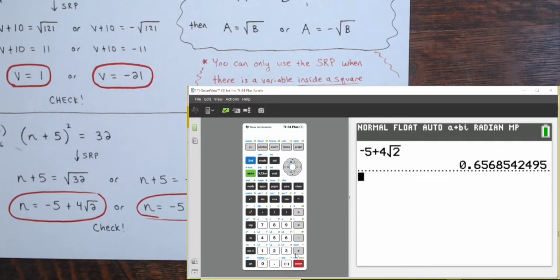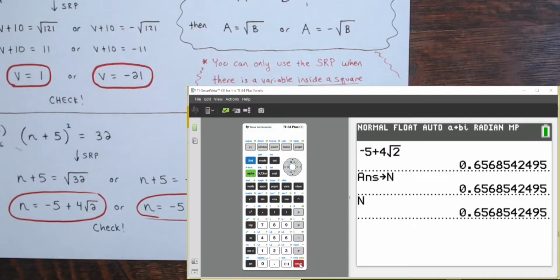So that's 0.656854249, and it keeps going forever. What I'm going to do is store this. I'm going to hit this store button with the little arrow after it. Store this as a variable. Now, an easy variable to use would be x. If you want to stick with what the problem has, it has n. So you hit alpha, and then look for the green letter N, above the log button. So now every time I enter the letter N, it is this number.